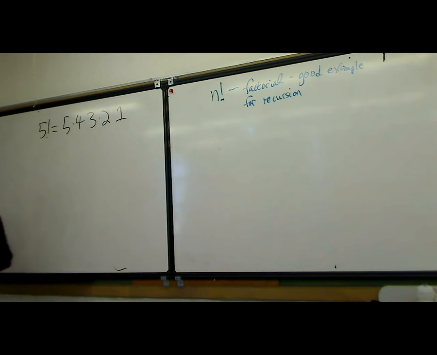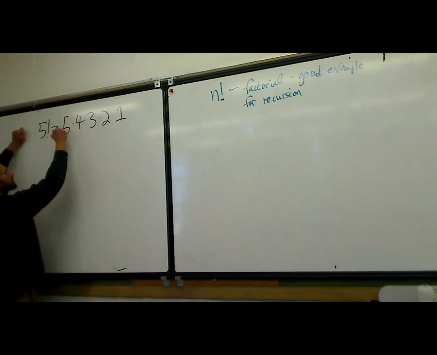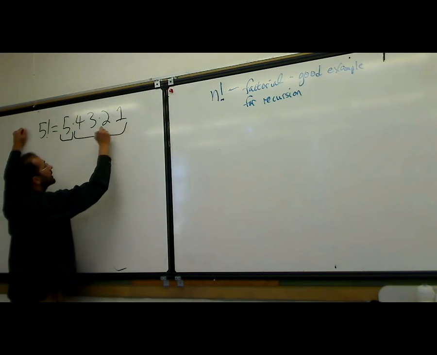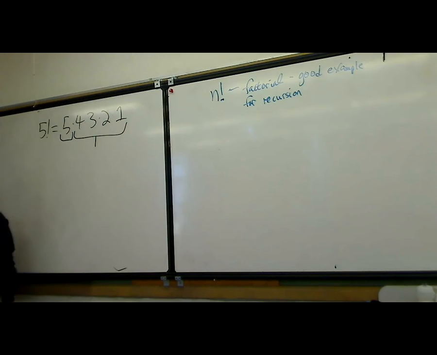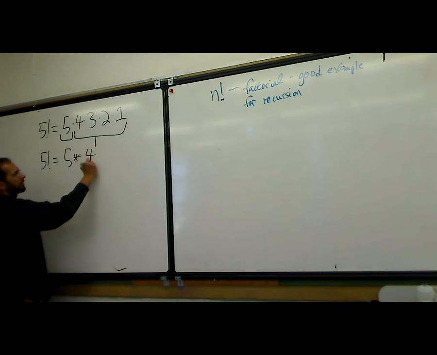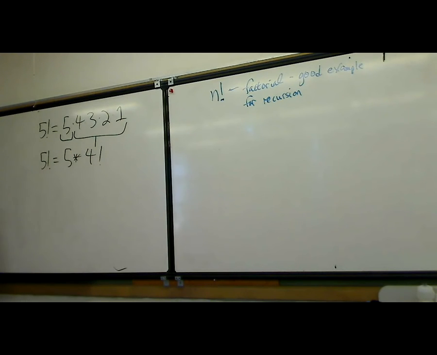Then I can do it in code. And what does that look like? If I ask you to break this part up, can you express this as a factorial of something? 4 factorial. So you could say that 5 factorial is equal to 5 multiplied by 4 factorial.